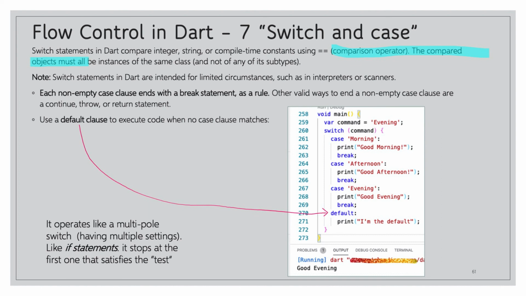So in the body of main, we have command equals evening. So we have switch command, case is morning. Is it morning? No, it's evening. So it doesn't satisfy it. So we go on to the next. Afternoon doesn't satisfy it. It's evening. Now we get to the third. Case is evening. Print good evening. Then it breaks. We're done. Just that simple. It never has to get to the default because one of the cases did satisfy the test.